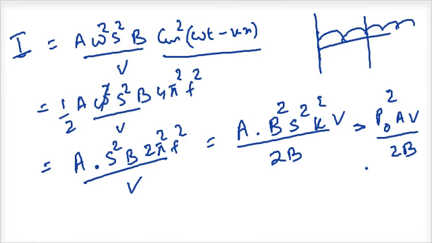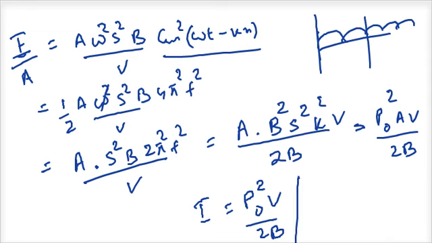This is the energy transmitted. Now we are interested in the energy transmitted per unit area. The intensity is nothing but energy transmitted, power transmitted per unit area. Okay, so when we have that per unit area, that is per cross sectional area, that area term will vanish, and I'll have my intensity is equal to P0 squared v by 2B.